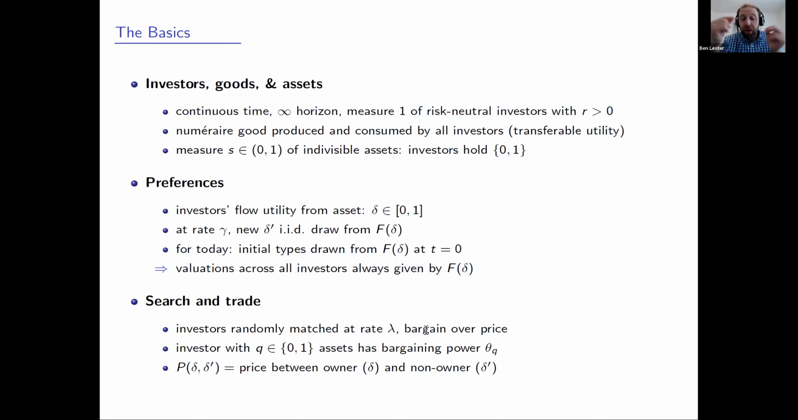We're going to denote the price between an asset owner, somebody who has 1 unit of the asset and whose current flow value of owning an asset is delta, when they meet a non-owner who has some valuation delta prime, if they agree to trade, by P of delta, delta prime. I guarantee I will mix up the order of those many times, so please feel free to correct me. This is essentially the entire description of the model in one slide. This is a good time to take a quick pause and ask if there are any questions about the physical environment.